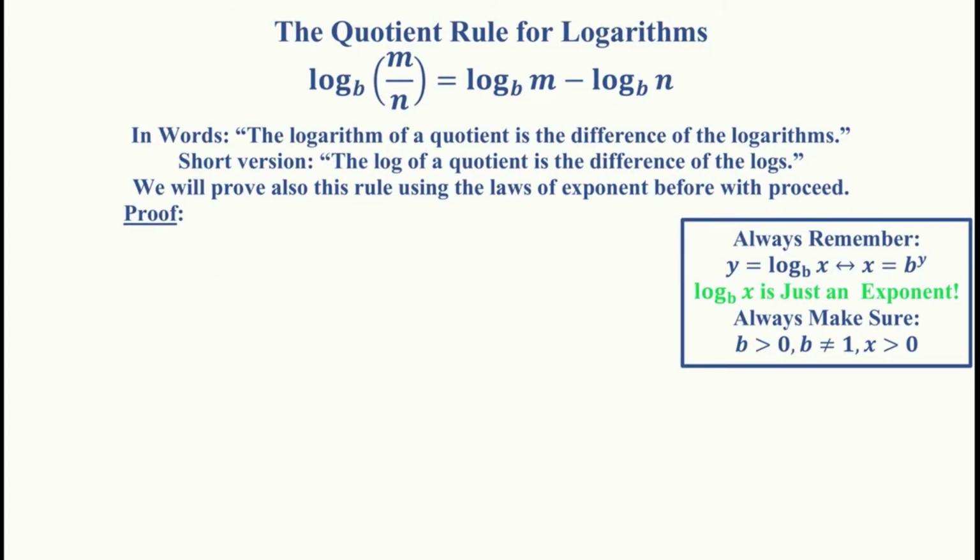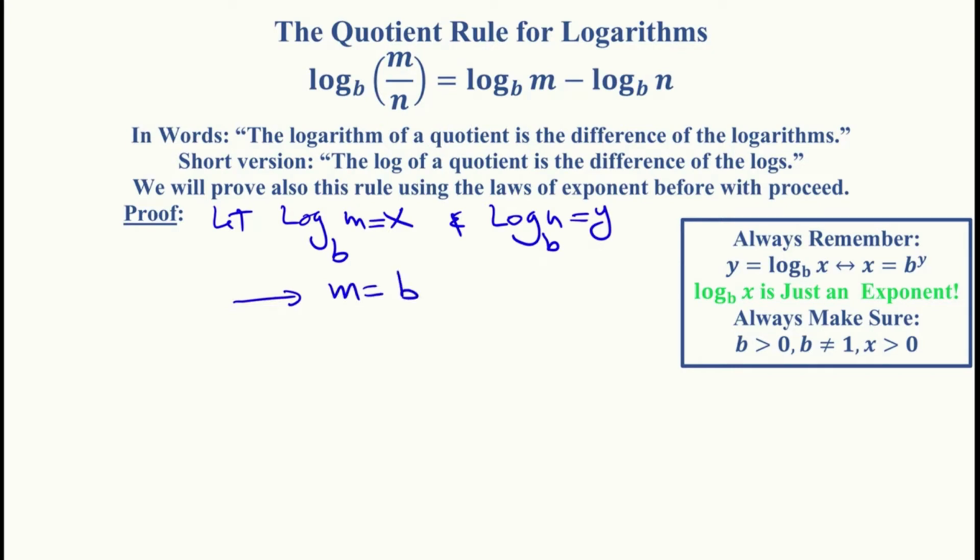All right, so we'll use the same game plan. We'll go ahead and give these two items on the right a name. So let's go ahead and let log base b of m be x again, and log base b of n be y. So we'll go ahead and put both of those in exponential form. So we get, this implies m equals b to the x and n equals b to the y.